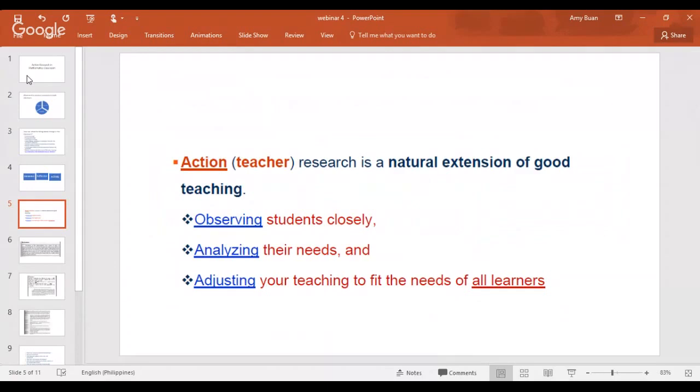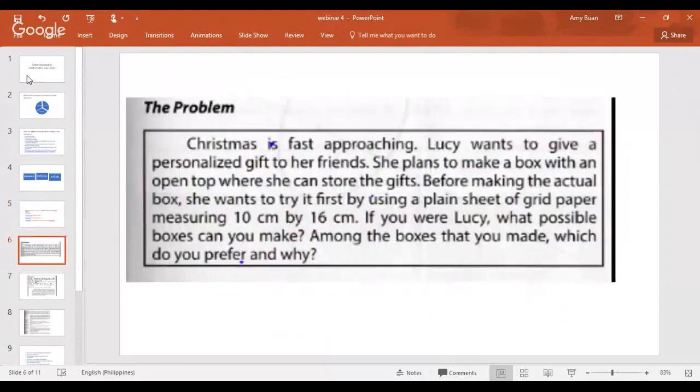Remember, I should go back to a certain example. Remember, I let you do an exercise in our classroom where you solve this problem. You make a box. Lucy wants to give a personalized gift to her, and you will make a box using a plain sheet of grid paper measuring 10 centimeter by 16 centimeter. Answers to this problem, right? You have noticed that in our discussion before, you have different answers to this problem. So we use those varied answers to teach algebraic expression.